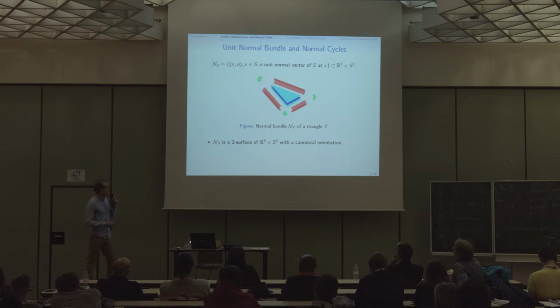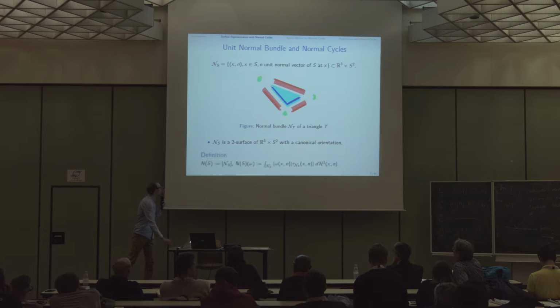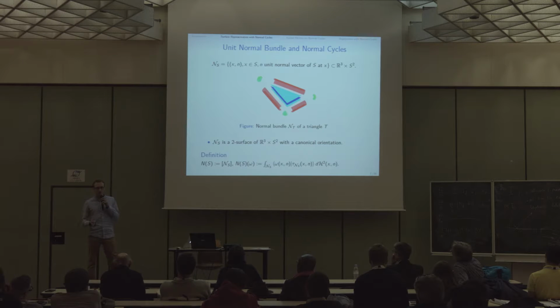So in any case, the unit normal bundle is a 2-surface of R3 times S2. And it has a canonical orientation that is independent of the orientation of the original shape. And what we will consider, and what we define as the normal cycle, is the current associated with this unit normal bundle, which means that we consider the unit normal bundle as an object that integrates differential forms.